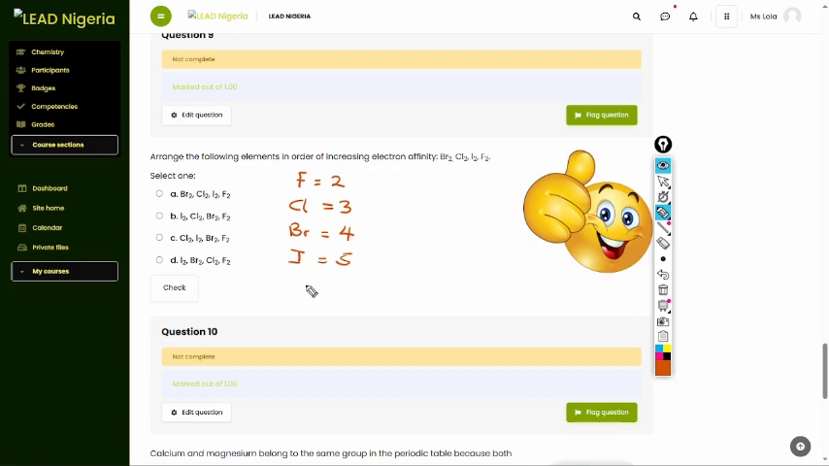So in arranging these in order of increasing electron affinity, we start from the lowest and then to the highest, which means the first molecule is iodine, followed by bromine, then chlorine, and then fluorine. So the correct order here would be option D. Okay, so the correct option is D.